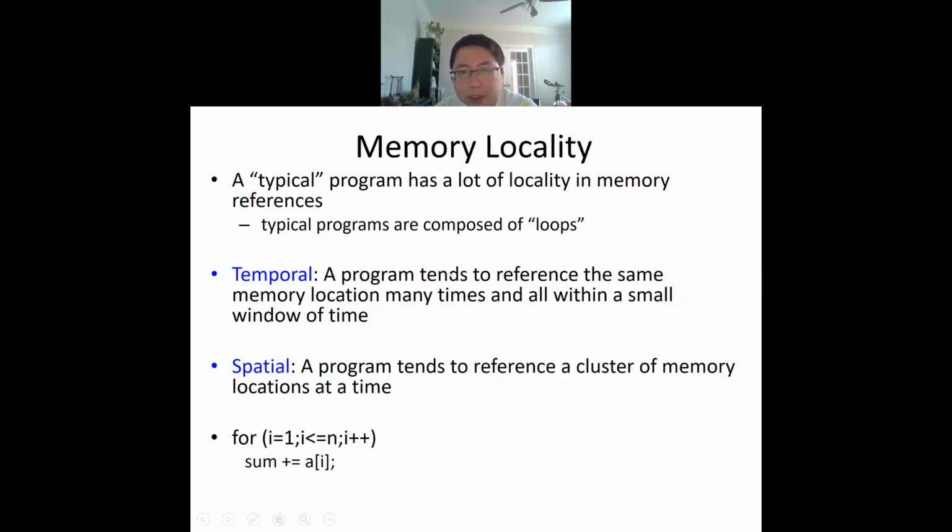This is a good example to show the memory locality in real applications. So that's why when you design the memory system, you need to consider this kind of memory locality when you design the different levels of cache. Any questions?